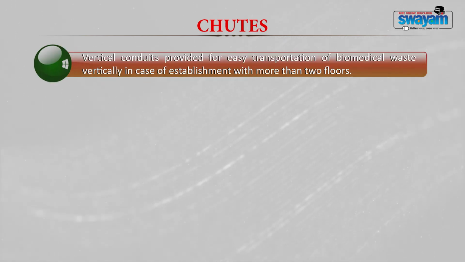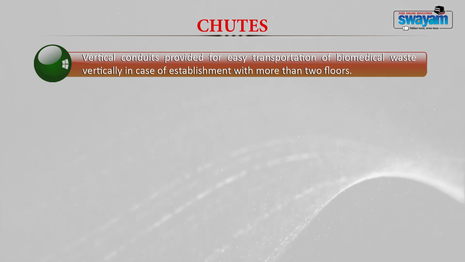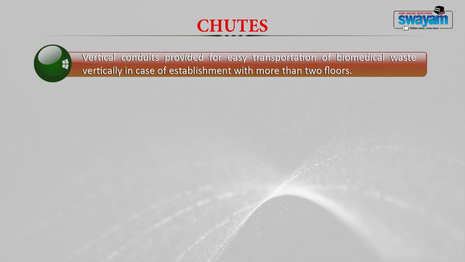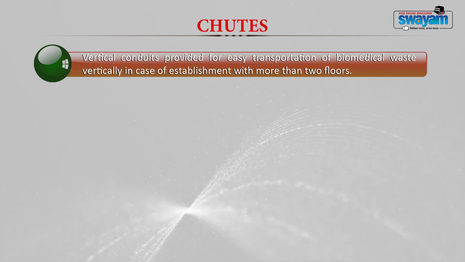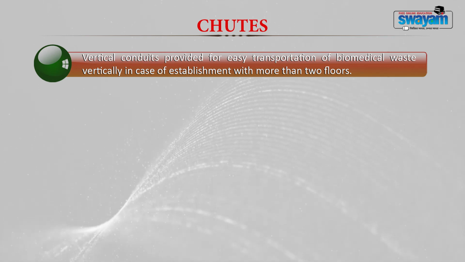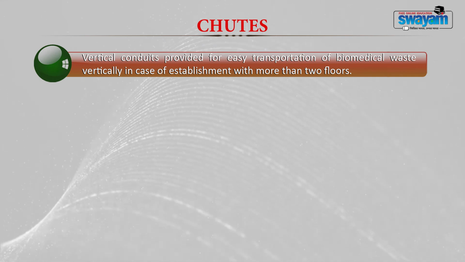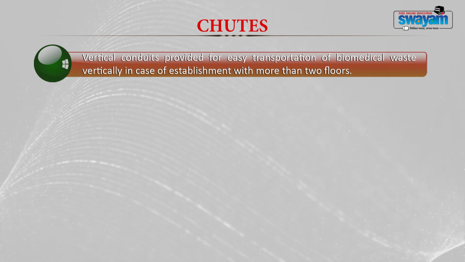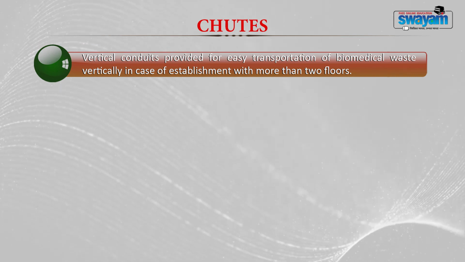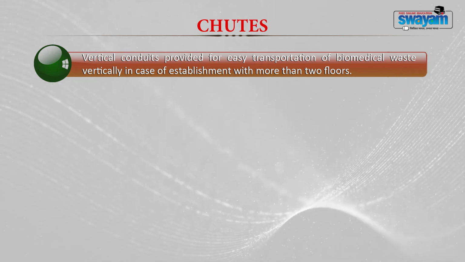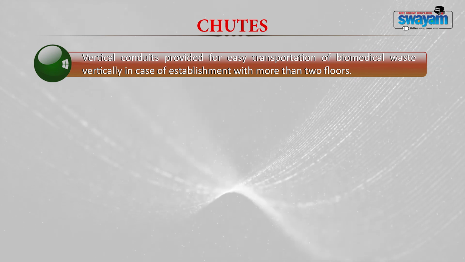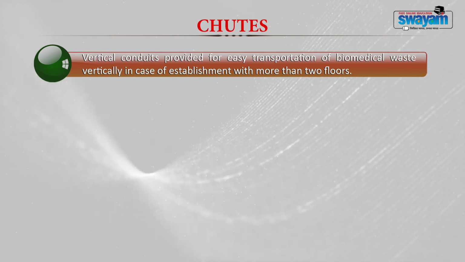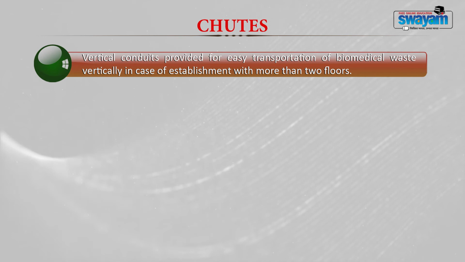The next type is your chutes. Now, these chutes are nothing but a vertical conduit that is generally provided for easy transportation of biomedical waste. It is generally vertical in case of establishments with more than 2 floors. For example, these chutes are nothing but long pipes or channels, or conduits, which are fixed. If your hospital is a multi-storied hospital, then if you add the waste from the top through these chutes, it will easily come down and you can collect it on the ground floor.